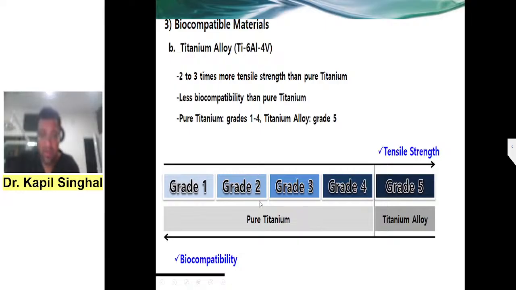So you have to remember three things about titanium. As the grade of titanium will increase, what will increase? Strength. And what will decrease? Biocompatibility. So they can ask you, which is more biocompatible, grade 1 or grade 5? Answer would be grade 1. Which has more strength, grade 5 or grade 1? Answer would be grade 5.